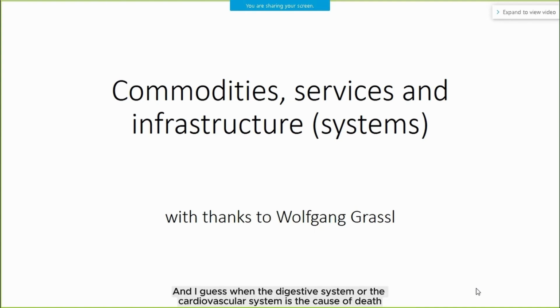And I guess the digestive system or the cardiovascular system is the cause of death for everybody. When the cardiovascular system fails, then we die. That doesn't mean that we fail, because we're not systems. We are organisms which have systems as parts. And when one particular system, namely the cardiovascular system, fails, that means we're dead. Right, so the thing is that when the system just no longer is able to achieve.